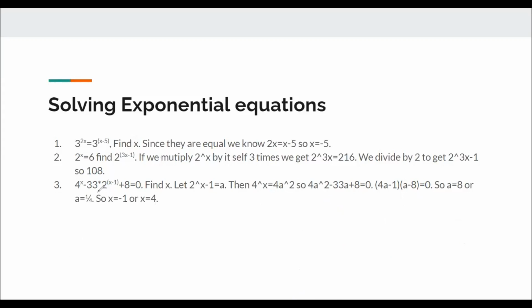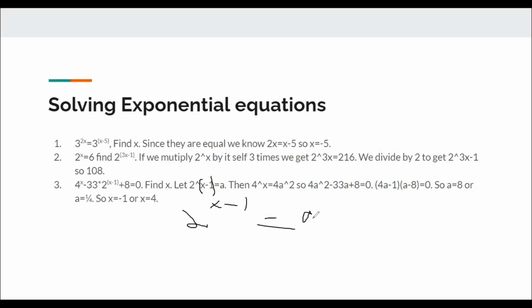Here's another example. It says 4 to the power x minus 33 times 2 to the power x minus 1, plus 8 is equal to 0. Find x. So this is actually just a quadratic in disguise, because all you do is set 2 to the power x minus 1, wait, it should say like this. So it's kind of what I wanted to say.